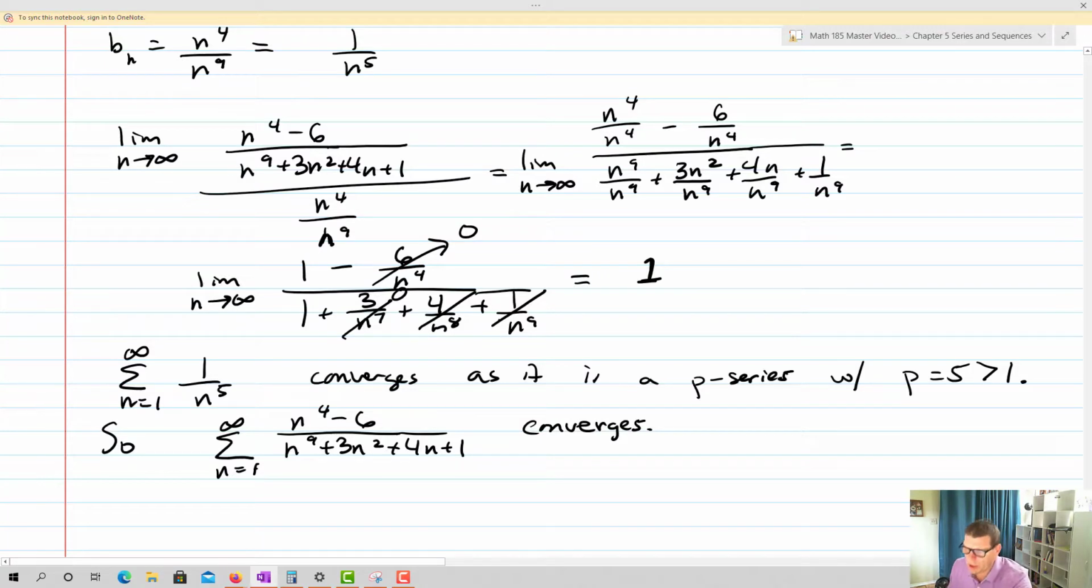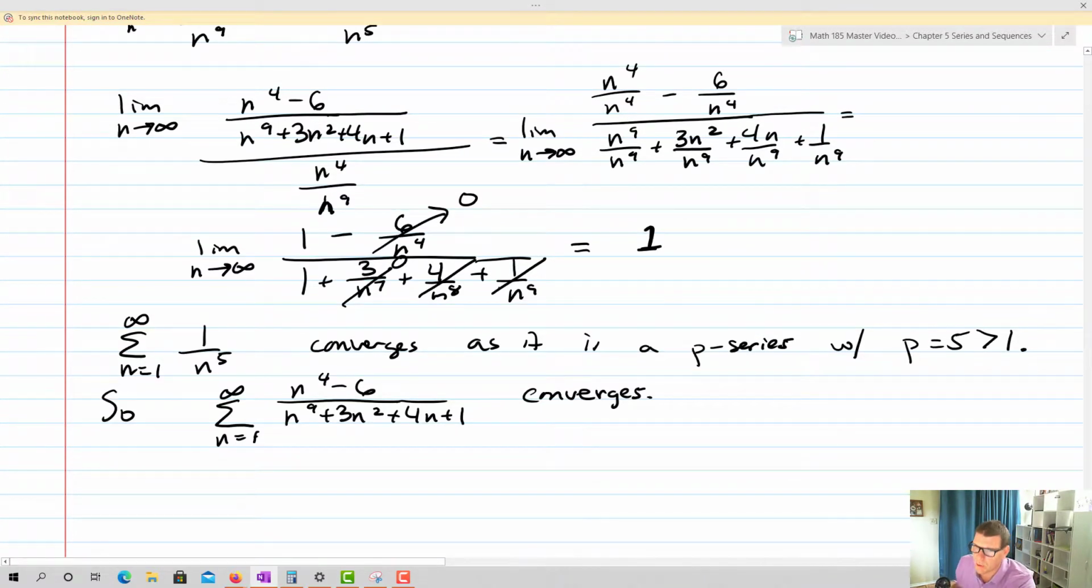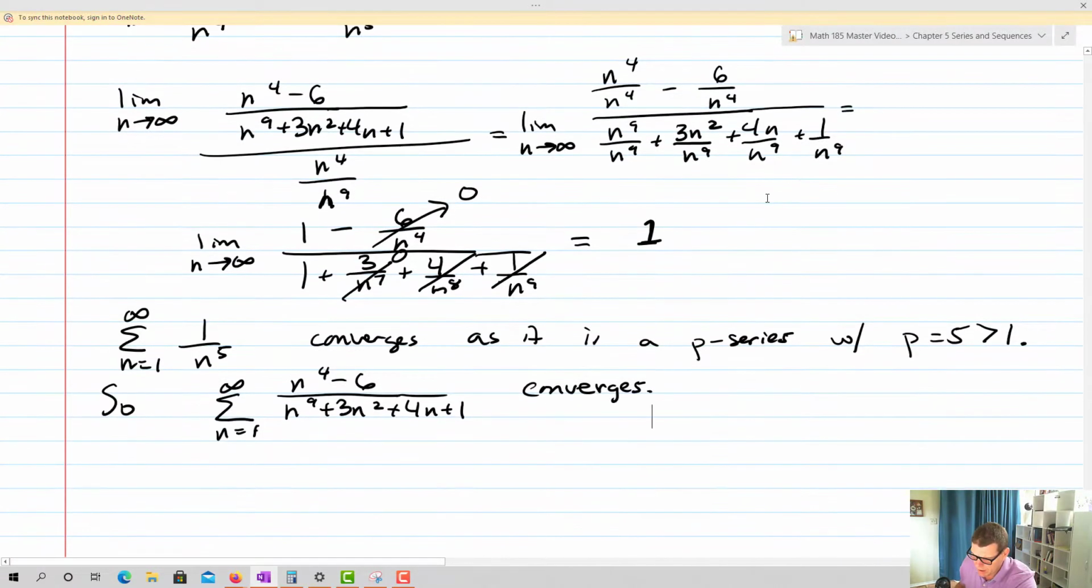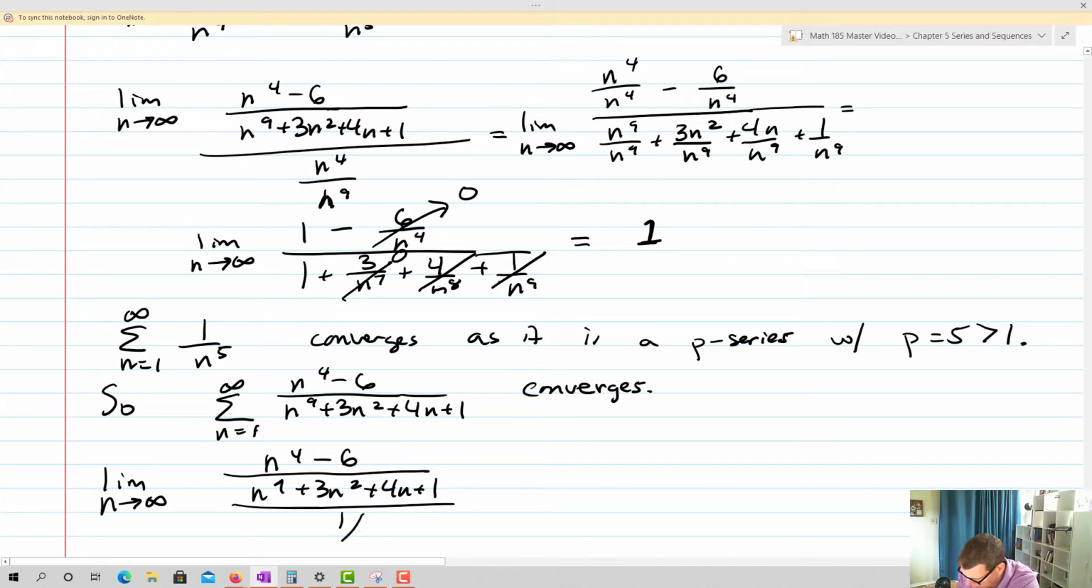Okay? So I have an alternate way of going about this. If I actually use 1 over n to the 5th, I will get the same answer. So let's use 1 over n to the 5th. We'll take the limit as n goes to infinity of n to the 4th minus 6, divided by n to the ninth plus 3n squared plus 4n plus 1, divided by 1 over n to the fifth. And so we'd end up with n to the ninth minus 6n to the fifth divided by n to the ninth plus 3n squared plus 4n plus 1.